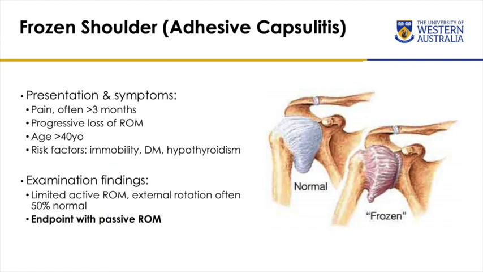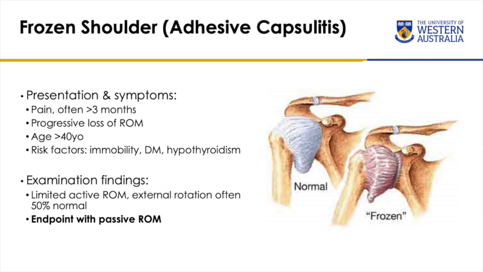We should also mention frozen shoulder or adhesive capsulitis, which is in our differential diagnosis. This usually presents with pain as the main feature, often more than 3 months duration, with progressive loss of range of motion. Generally, patients are over 40. It's more common in females. Some risk factors are hypothyroidism, diabetes, and any shoulder injury which may have led to immobility.